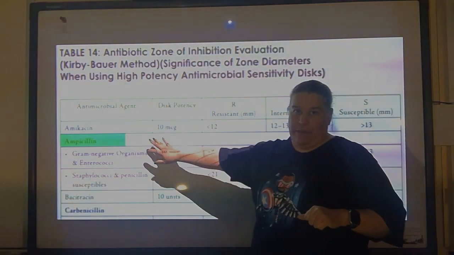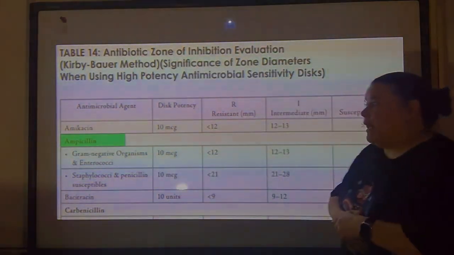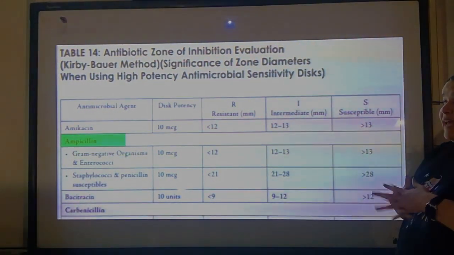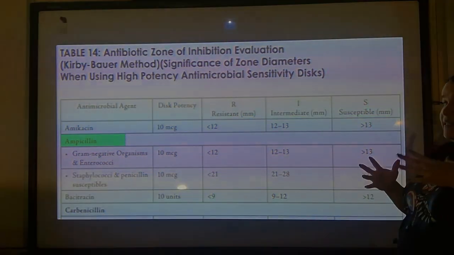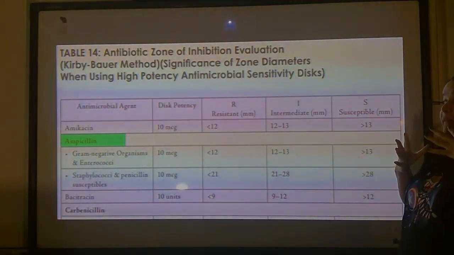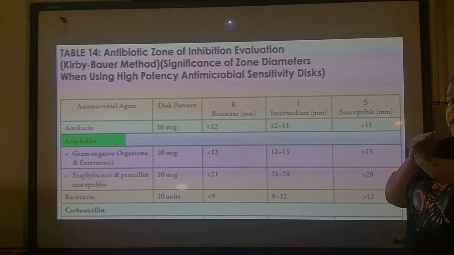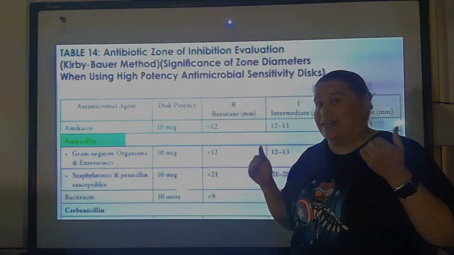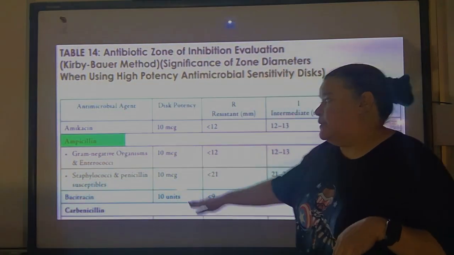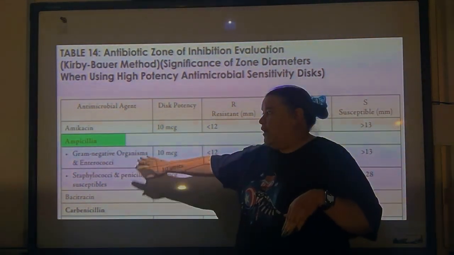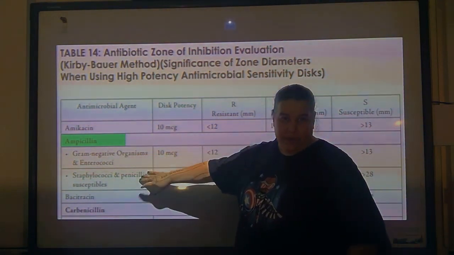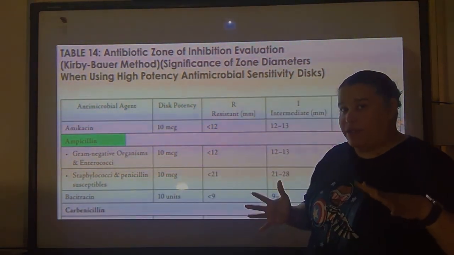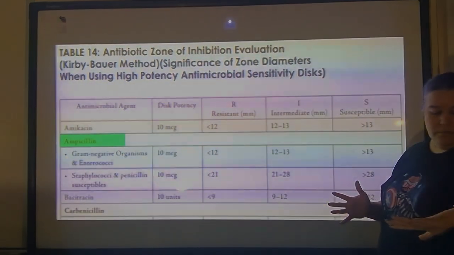So in this example, I have ampicillin. Ampicillin works against gram-negative organisms and enterococci or staphylococci and penicillin susceptibles. Now, here's the deal though. Remember I said that measurement is really important. One of the reasons that I chose this specific antibiotic is because whether I'm working on this type of organism or this type of organism, it actually varies how big that measurement has to be.